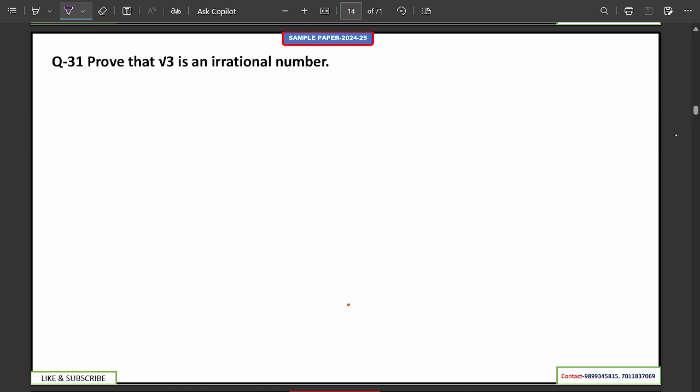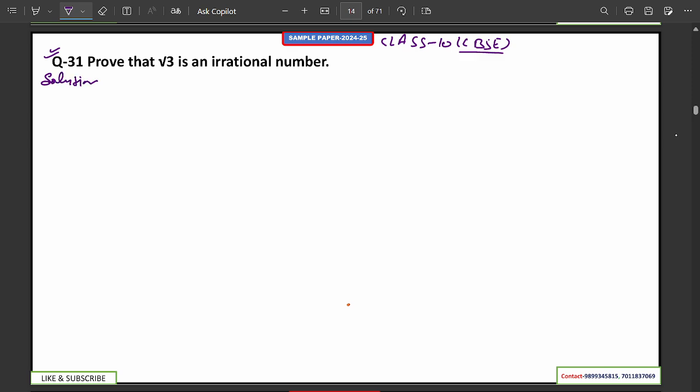Today we are going to discuss question number 31, and this is also an important question for class 10th CBSE. The question says: prove that root 3 is an irrational number. So let us understand how we can solve this question.